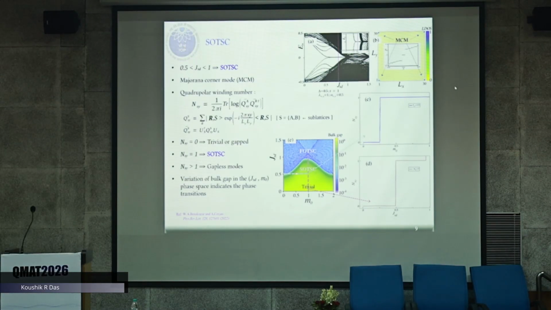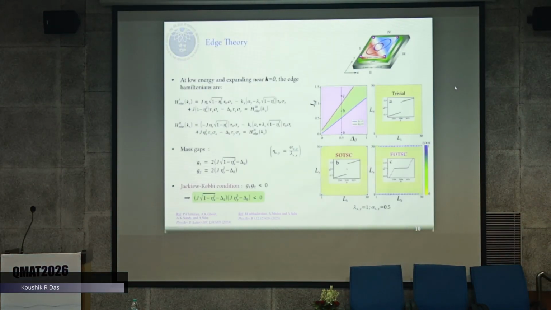And if we vary the JSD versus m0 and plot the bulk gap, we can see an indication of the phase transition, as we can see from panel E. So to understand analytically why the first and second order phases appear, we can do an effective low energy theory and expand around the gamma point. We can find two edge Hamiltonians in this form and their respective mass gaps as G1 and G2. Then the Jackiw-Rebbi condition for this case appears in this form, and we can plot it in this way.